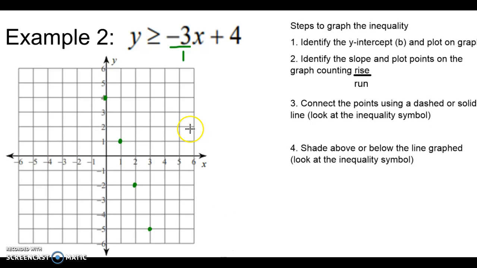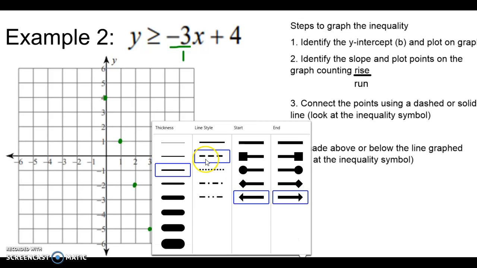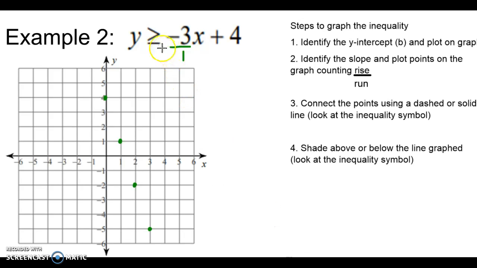So again, I'm looking at the inequality symbol, and it is a greater than or equal to symbol. So that means that I can connect my points with a solid line. And what tells me that is that it's "or equal to." Anytime it's "or equal to," that means that we can connect with a solid line.